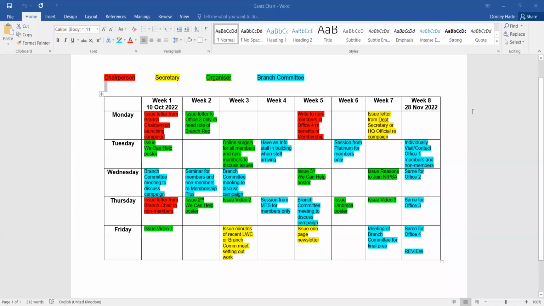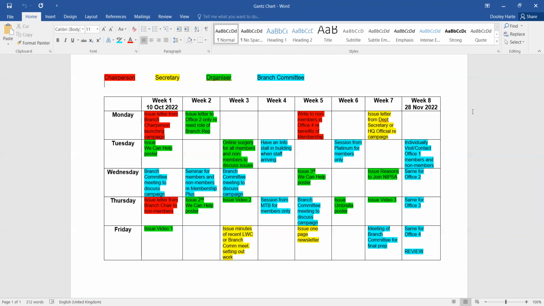So what we've done here, we'll look at weeks 4 and 5. What we've said at week 4 is about the information stall. I made a comment on that earlier. If there's nobody in the building, there's no point doing an information stall. But if there are people attending the workplace, and if you think this is a good idea, you can do it more than once. But this is not about recruiting members. It's not about recruiting activists to the committee. This is solely about raising the profile. If you happen to recruit a non-member, then fantastic. But this is really just about raising the profile.